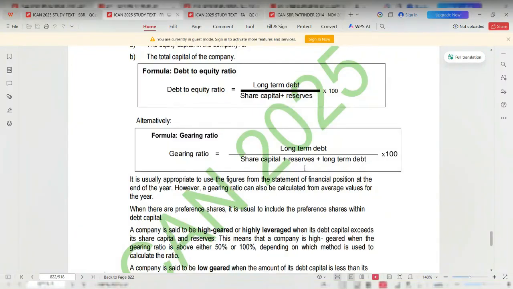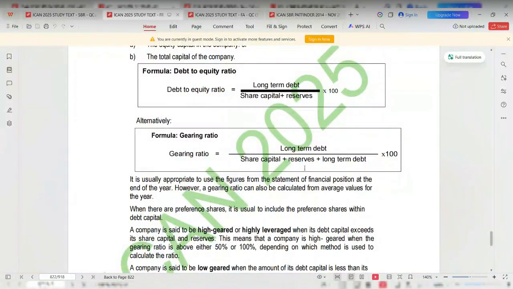Debt to equity ratio is long-term debt all over share capital plus reserve. That is your capital employed. Share capital plus reserve means capital employed. Are you getting it now? And I've actually explained how you can get your capital employed last class. Then gearing ratio, it is long-term debt all over share capital plus reserve plus long-term debt. So this one is going to be equity plus long-term debt.